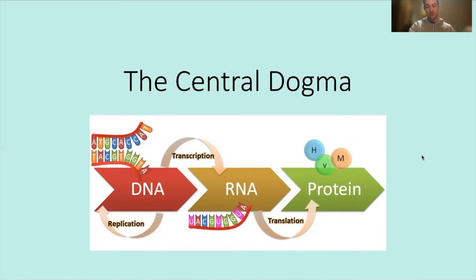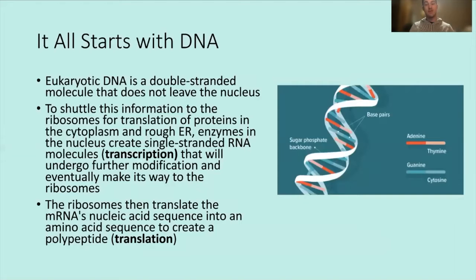So DNA, RNA, protein. It starts with DNA. Eukaryotic DNA is double-stranded. It's a molecule that does not leave the nucleus. It's very important, so it stays sequestered in the nucleus. In order to shuttle this information to the ribosomes for translation of proteins in the cytoplasm and the rough ER, because that's where our ribosomes are located, enzymes in the nucleus create a single-stranded RNA molecule in a process that's known as transcription. And that undergoes further modifications and it eventually makes its way to the ribosome. The ribosomes then translate the mRNA's nucleic acid sequence into an amino acid sequence to create a polypeptide, and that process is known as translation.